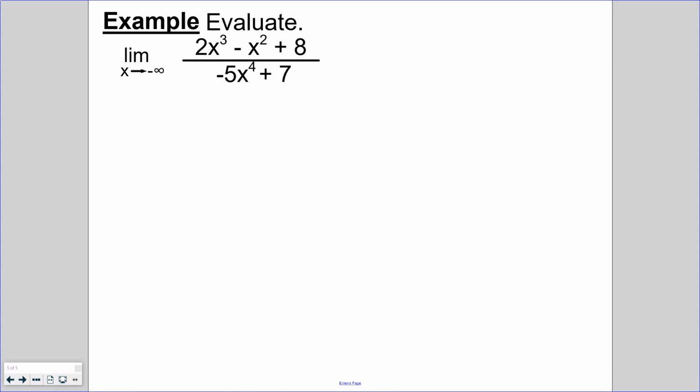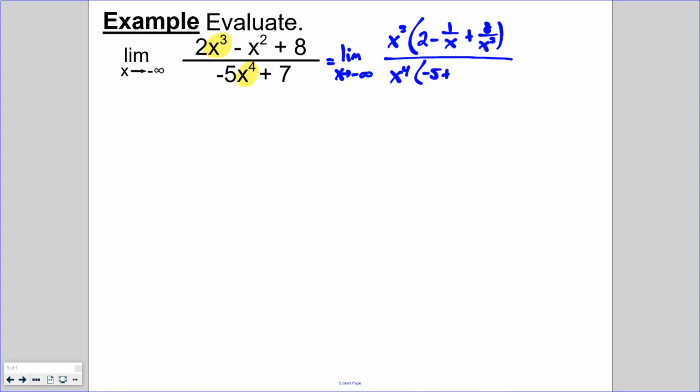So like the previous ones, we're going to identify the variable with the highest degree in the numerator and the variable with the highest degree in the denominator. We're going to factor out both those variables, leaving us with the limit as x approaches negative infinity. The numerator is going to be x cubed times 2 minus 1 over x plus 8 over x cubed. And then that's all over x to the fourth times negative 5 plus 7 over x to the fourth.